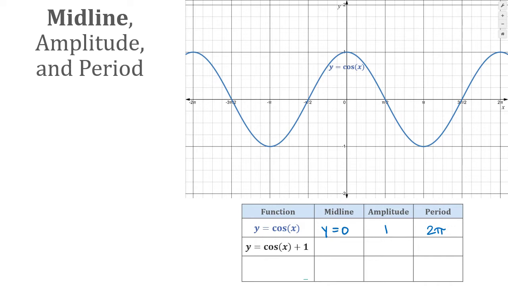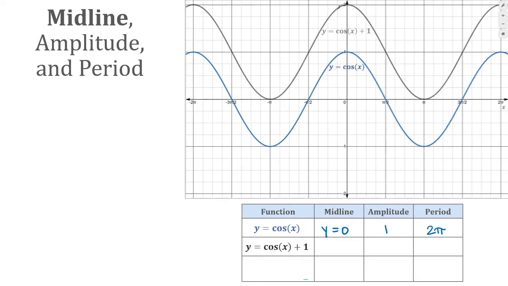Let's see what changes. So if you have a graphing calculator or Desmos, that's what I'm using here, then you can put in exactly the function that we see listed. y equals the cosine of x plus 1. And it's going to look like the picture that you see here that seems to have the same shape, but has shifted up a little bit.